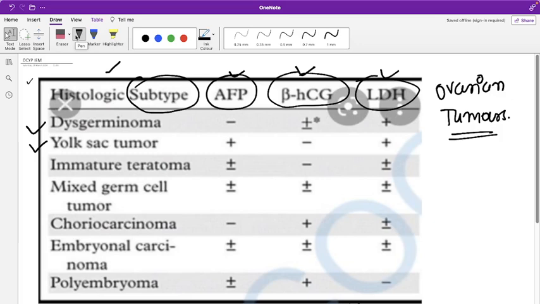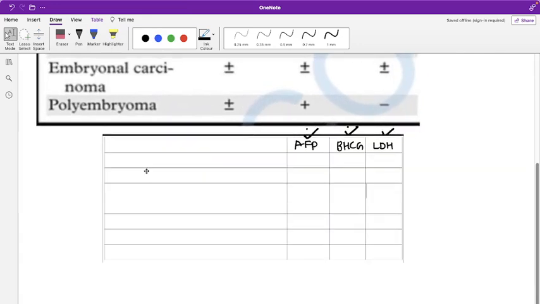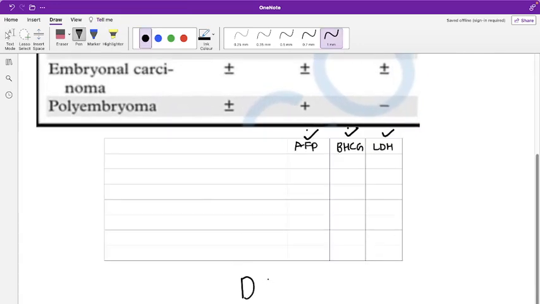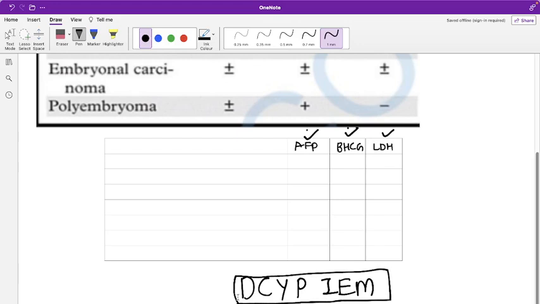It will be just like your mobile lock pattern. So let's try to understand what I made here. You need to remember one mnemonic first, that is DCYPIEM. DCYPIEM. DCYPIEM. Okay.